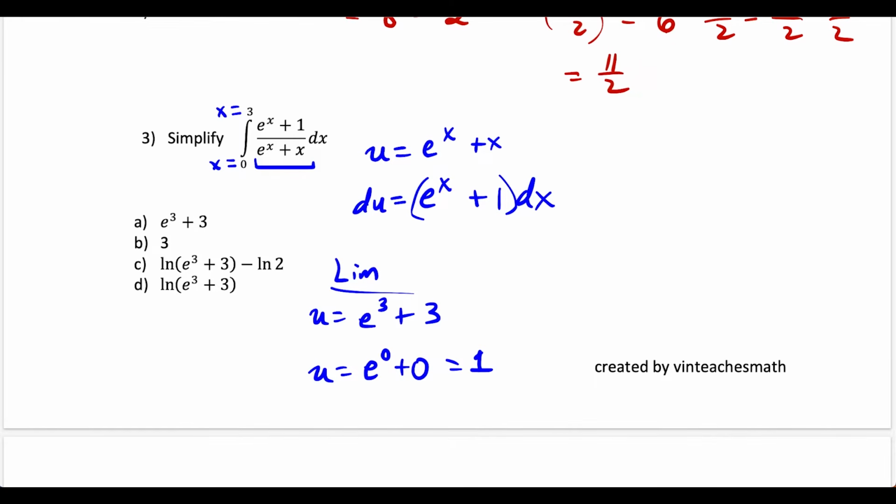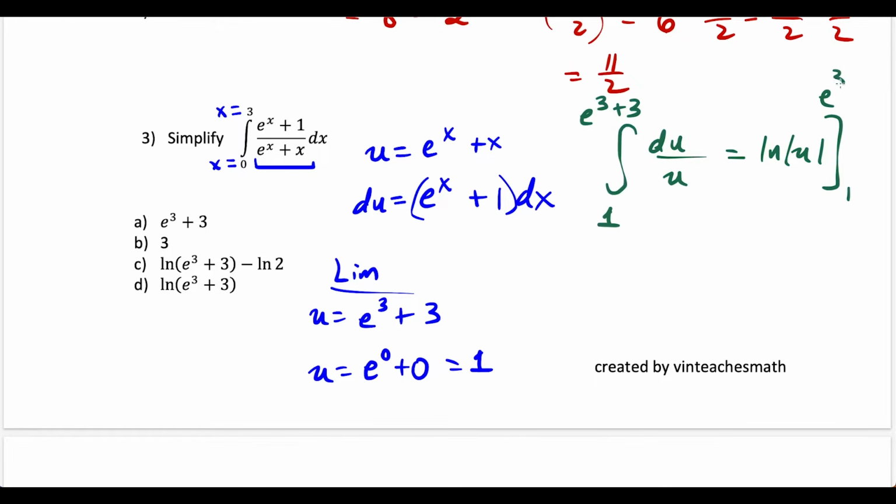So now what I could do is rewrite our integral. We're going to have the integral of e to the x plus 1 dx. That's just du on top. And on bottom, this expression is equal to u. And then our new limits of integration are going to be 1 and e to the 3rd plus 3, like this. So now we just antiderive this. This is natural log absolute value of u, and we're going from 1 to e to the 3rd plus 3.